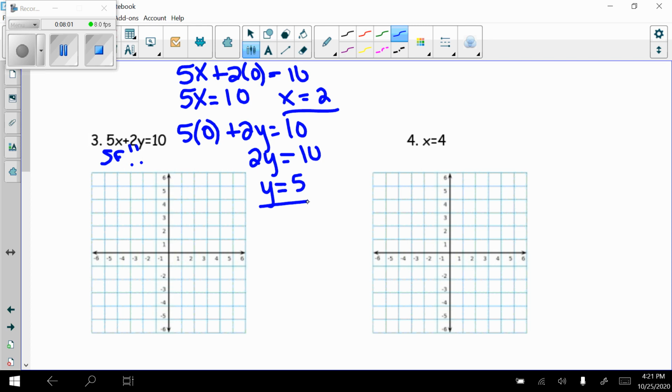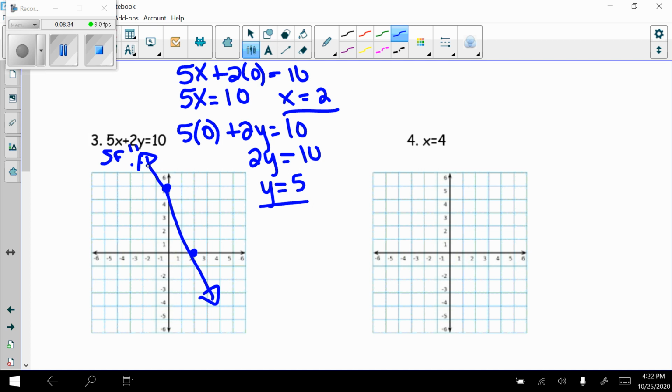So let's make sure that we plot these correctly. X equals 2, so I go to where x is 2 on the x-axis, and I make a dot. Y equals 5. So y is my vertical axis, so I go up to +5 on the y-axis, and I make a dot. So when I'm graphing in standard form, I'm only going to have 2 points on my graph. So now I draw the line through those 2 points. And again, arrows on both ends.